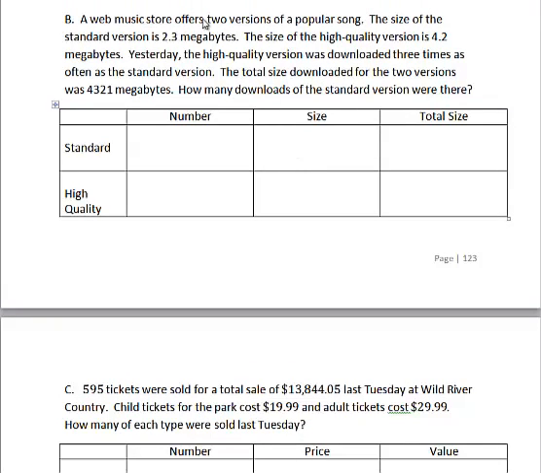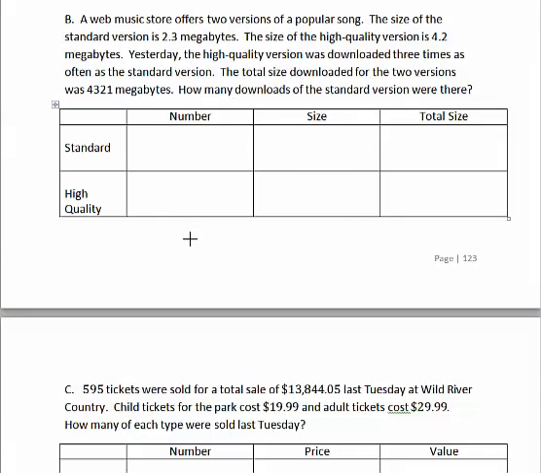B reads, a web music store offers two versions of a popular song. The size of the standard version is 2.3 megabytes. The size of the high quality version is 4.2 megabytes. Yesterday, the high quality version was downloaded 3 times as often as the standard version. The total size downloaded, and again there's that word total that you want to pick up on, for the two versions was 4,321 megabytes. So how many downloads of the standard version were there?